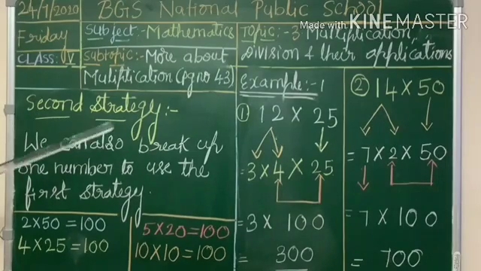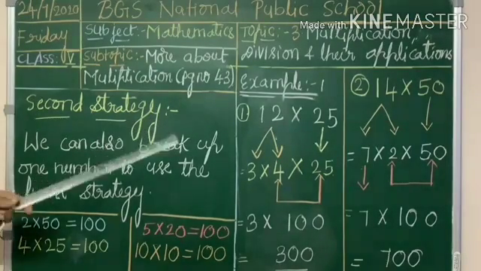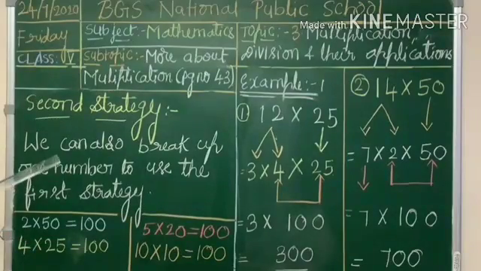Here we can also break up one number to use the first strategy. Okay, if there are two numbers, you can break up one number to use the first strategy. Two numbers, if you break up one number, that will become three numbers, children. So what is the second strategy? The first strategy and second strategy are interrelated. Why are you using the second strategy? To follow the first strategy. Fine, it is interlinked. Now here we can also break up one number to use the first strategy. Now how to break up everything we will learn, children.